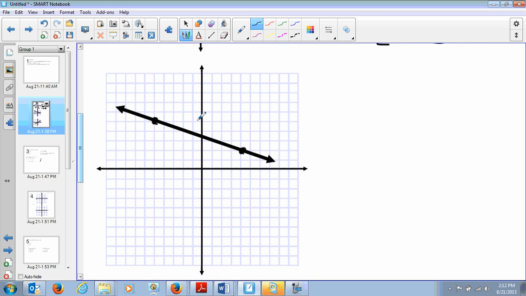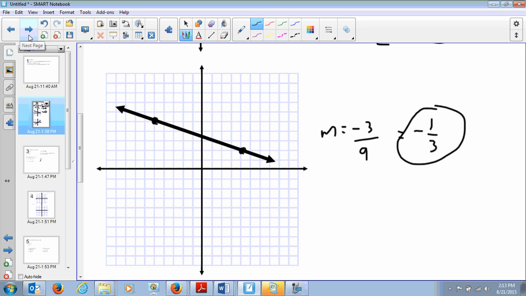Let's see if we can find this one. First of all, we're going down, so I know it's going to be a negative slope. I went down 1, 2, 3, so that's the number that goes on top. And I went over 1, 2, 3, 4, 5, 6, 7, 8, 9. Again, we have a situation where these can be reduced. 3 and 9 have a common factor of 3, so we want to divide both of these by 3, giving us our real slope is, don't forget the negative, -1 over 3. That's my slope. So there's how you find slope. You can use the formula or you can count.